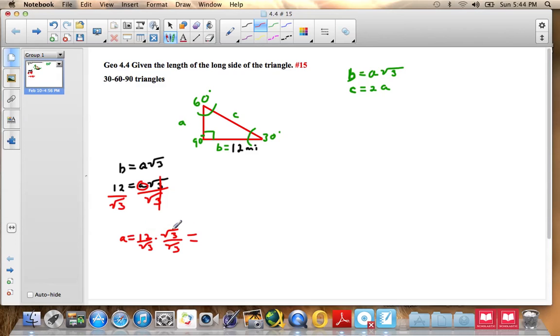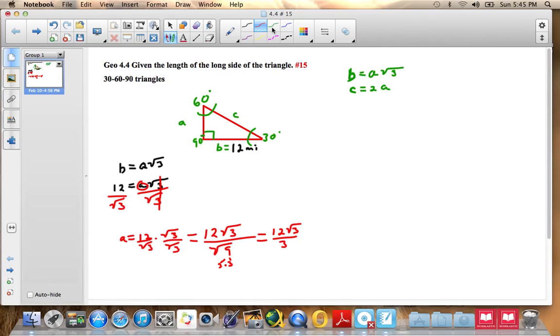I take 12 times the square root of 3, which gives me 12 times square root of 3. And then the square root of 3 times the square root of 3 is the square root of 9. I should know by now that the square root of 9 is a perfect square, because 3 times 3 is 9. So that makes the denominator 3, and the numerator 12 times the square root of 3.